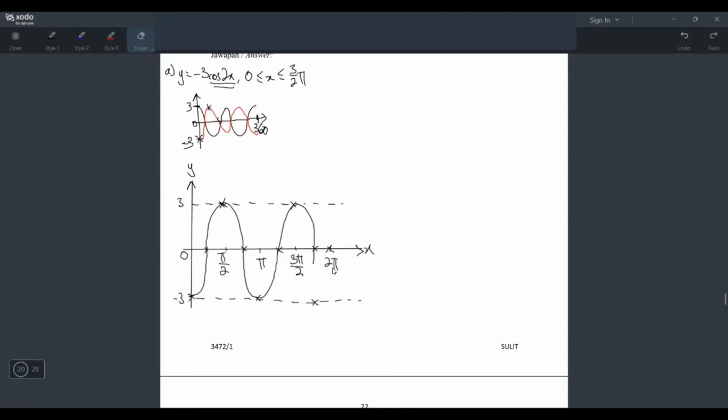Hey, this one I think I forgot to label already. This one it should be like this, I think. Yeah, this one should be like this, right? So yeah, this is the answer.